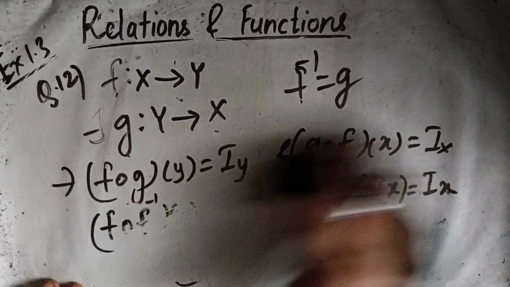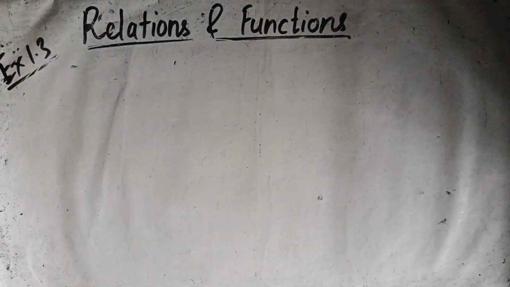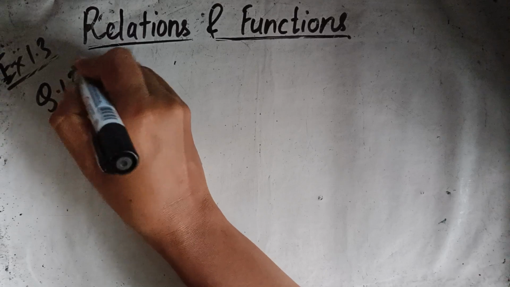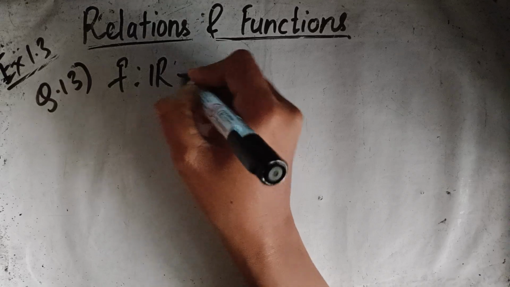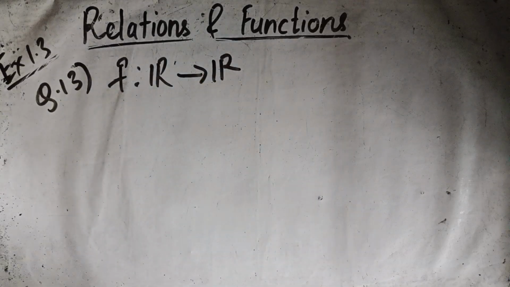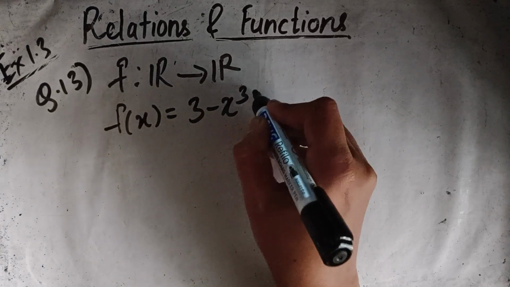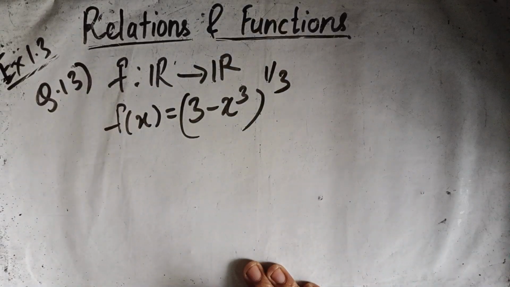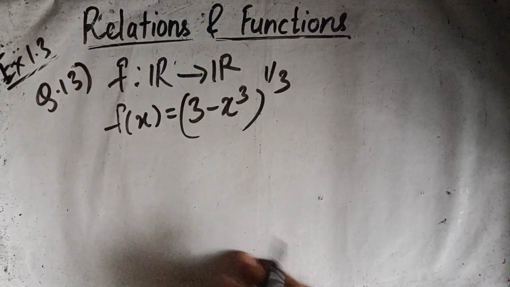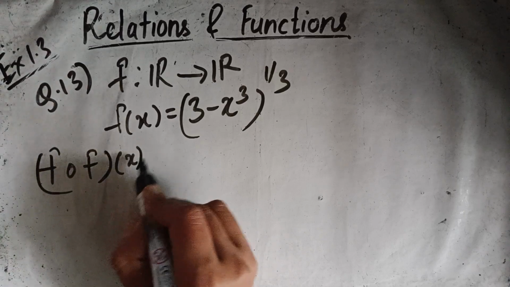Okay. Next question is fill in the blanks. So question 13. F is defined from R to R, the set of real numbers, given by f of x equal to (3 minus x cubed) raised to 1 by 3. Then you have to find f composite f of x.